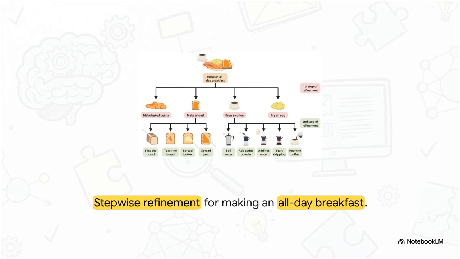But actually, we can go even deeper. Just look at the make a toast module. Our second step of refinement breaks that down into slicing the bread, toasting the bread, spreading the butter, and spreading the jam. By chopping the overarching problem into these tiny little steps, you can program or cook with absolute precision.